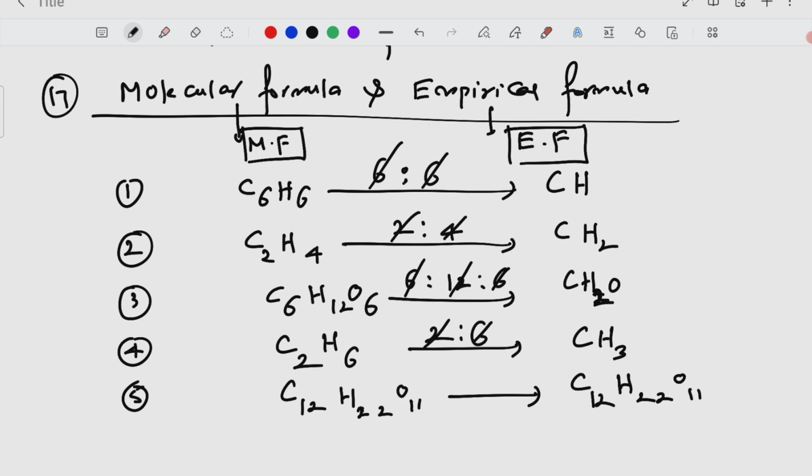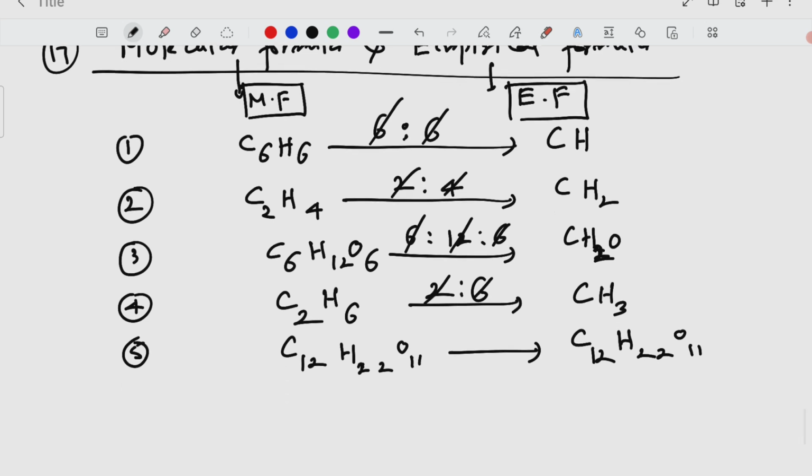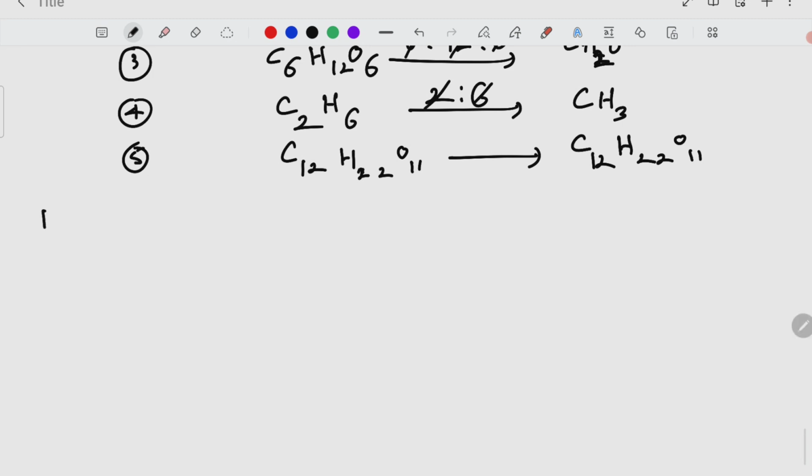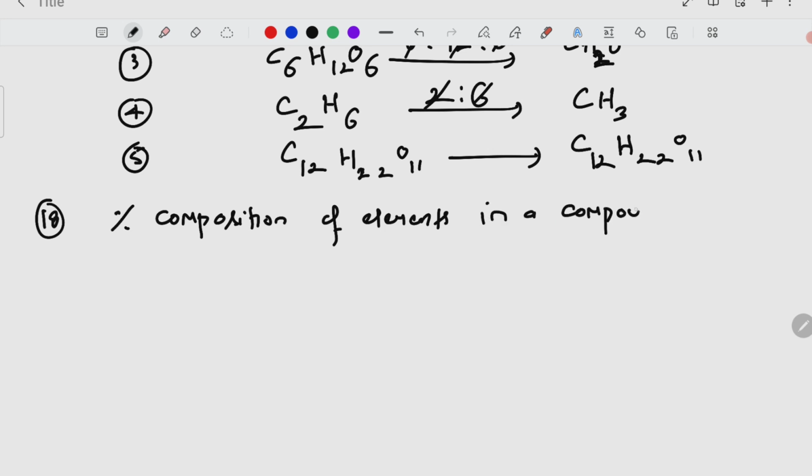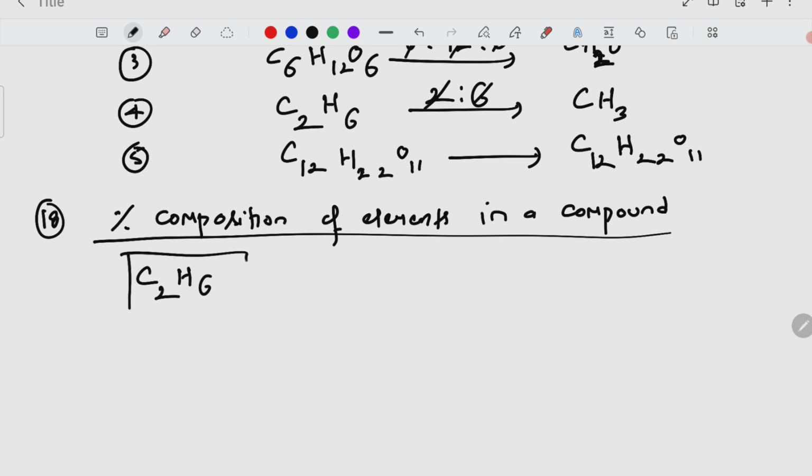Simplest representation is the empirical formula. Exact representation is the molecular formula. Next, percentage composition of elements in a given compound. How do we calculate it? I am taking one example here, C2H6, which is ethane.